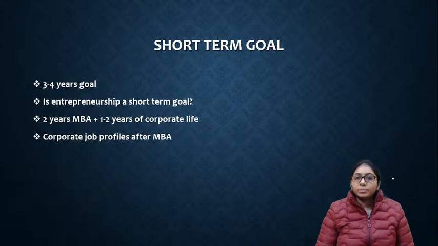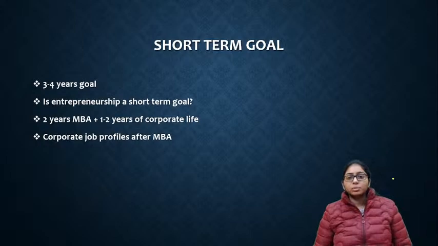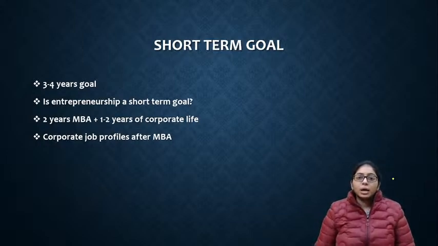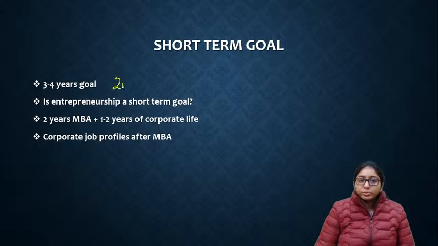Now you will also be asked about your short-term goals and your long-term goals. So in case of short-term goals, understand what a short-term goal is. A short-term goal is a 3 to 4 year long goal. In a 3 to 4 year goal, you would be spending 2 years in MBA, in which you will be learning, and then you will be getting into the corporate sector. You would be undergoing a training period. So mention that. You have 2 years of MBA life plus 1 to 2 years of corporate life.